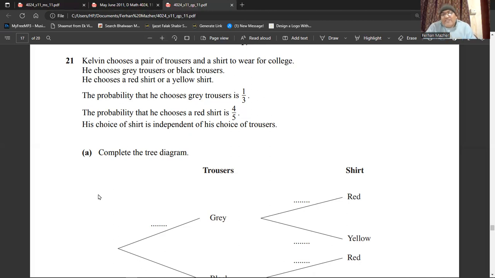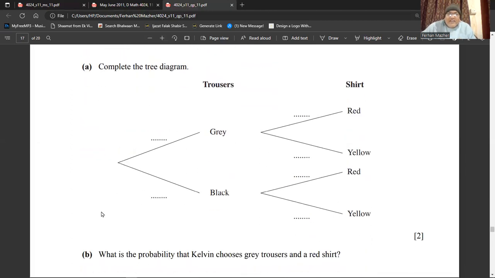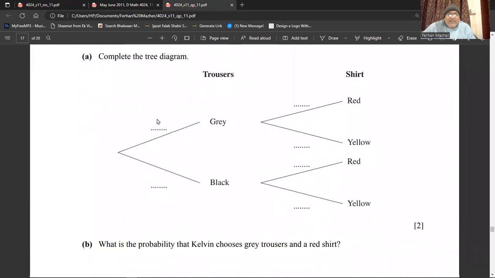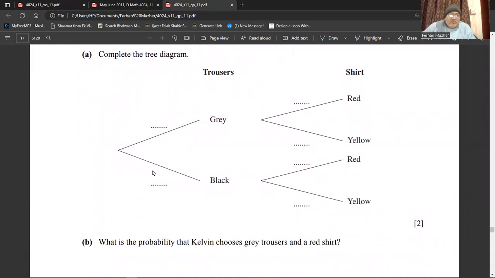The probability that he chooses a red shirt is 4/5. So he has only two colors in shirts, red and yellow. If the probability of the red is 4/5, which means out of 5, 4 chances for the red. So how much is the chance for the yellow shirt? That will be 1/5. So here a tree diagram is given. For the gray trouser, it is 1/3, so I write here 1/3, then 2/3. It's 4/5, 1/5, 4/5, 1/5. This is how you put these values here.